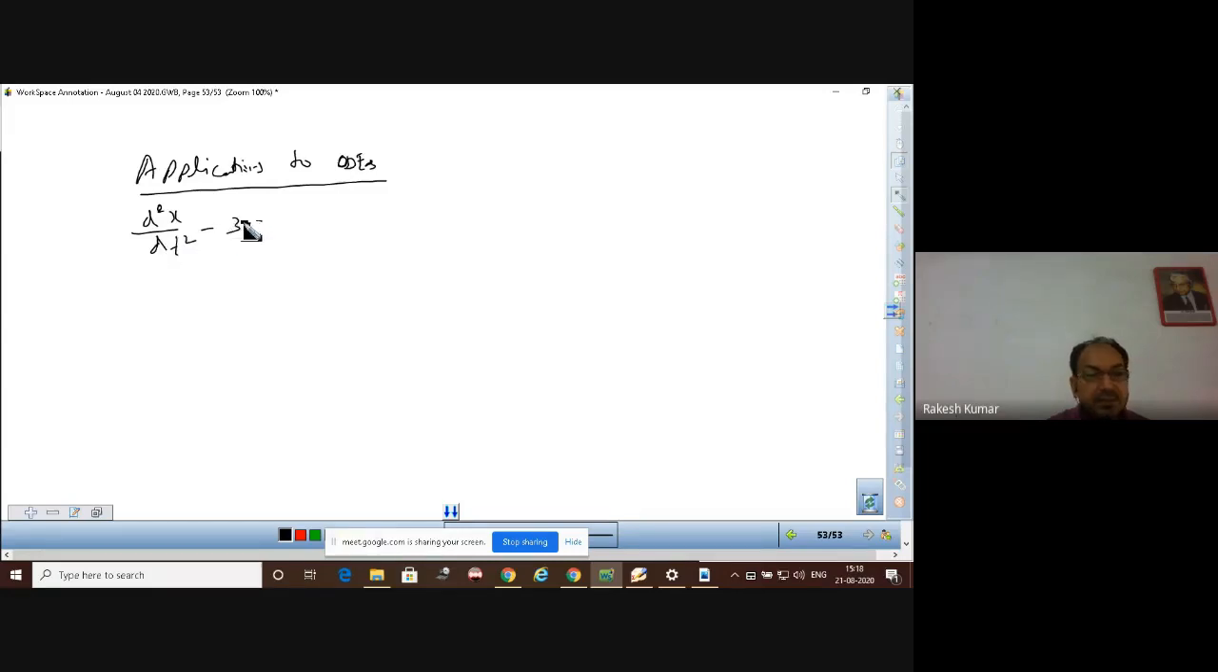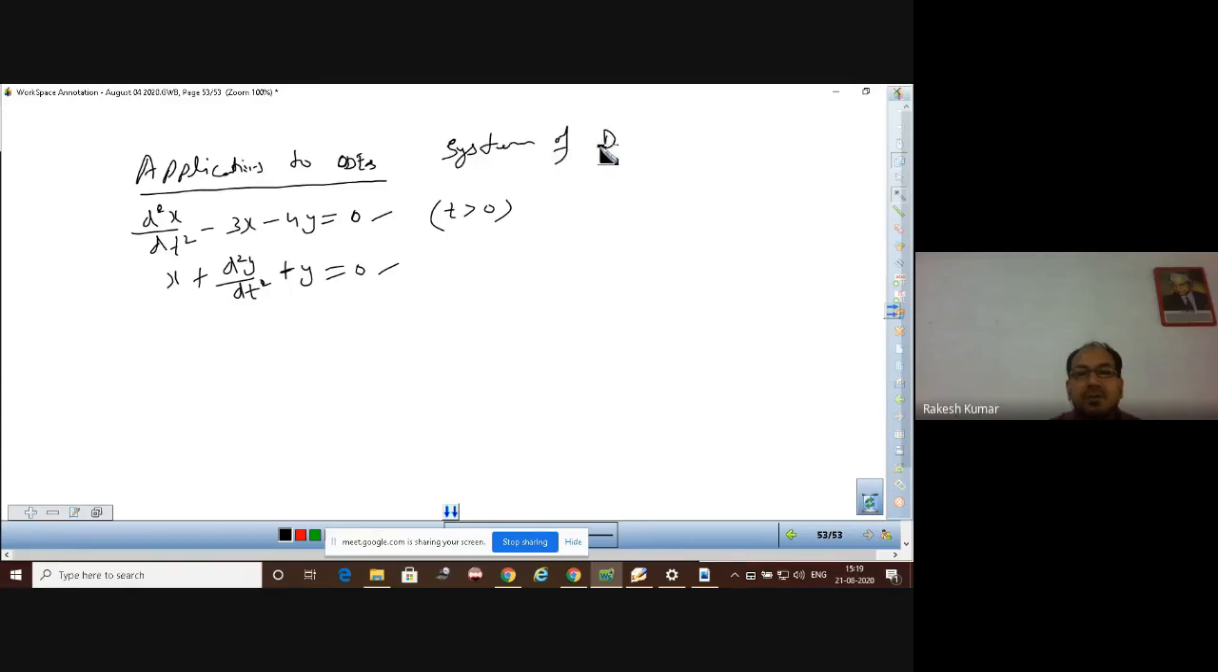dt square minus 3x minus 4y is equal to 0. And the second equation is x plus d square y upon dt square plus y is equal to 0. And t is a time that is greater than 0. So these are two differential equations because the system includes more than one equation. So because it contains more than one equation, that is why this is said to be a system of differential equations.